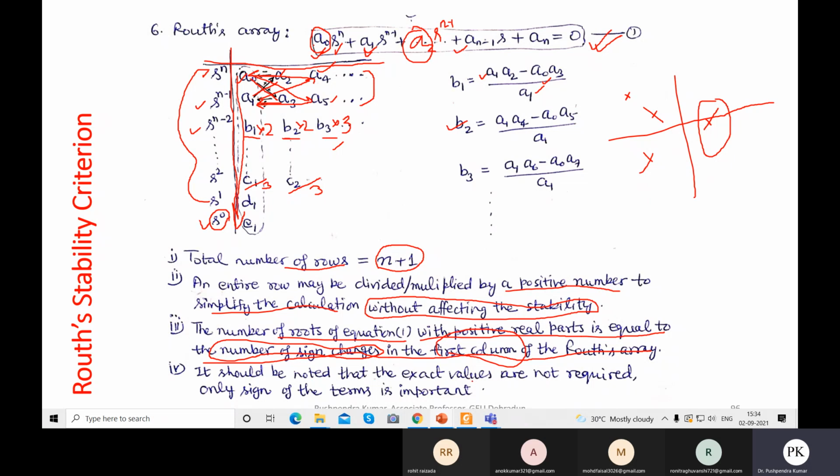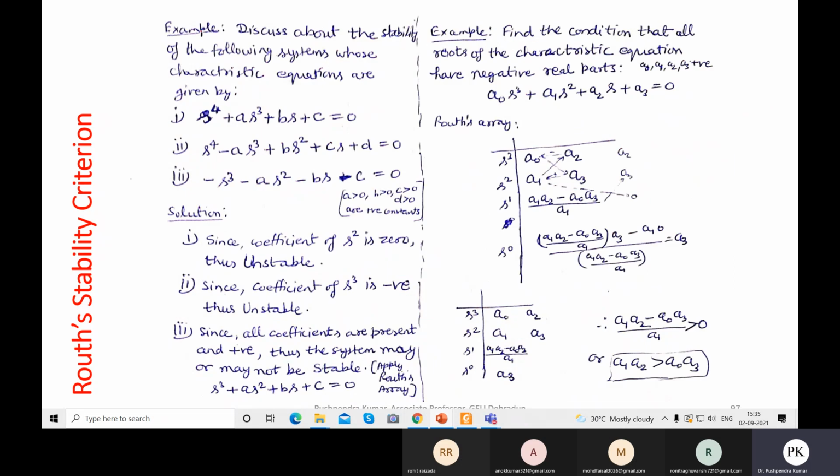It should be noted that the exact values are not required, only the sign of the terms is important. So what is the exact value of a0, a1, b1? It is not very much required in order to determine stability. You should know the sign of these terms, plus or minus, and using those signs you can predict the stability of the system. Let's try to understand this phenomenon using some numerical examples.